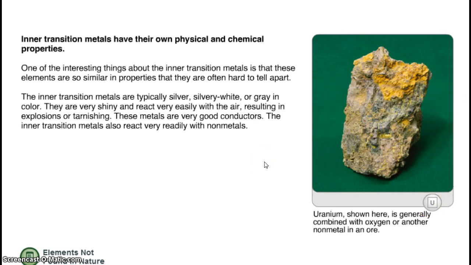One of the interesting things about the inner transition metals is that these elements are so similar in properties that they are often hard to tell apart from each other. The inner transition metals are typically silver, silvery white, or gray in color. They are very shiny and react very easily with air, resulting in explosions or tarnishing. These metals are very good conductors. The inner transition metals also react very readily with nonmetals. I know, they tell you most of them are silver and then they go ahead and show a white one.